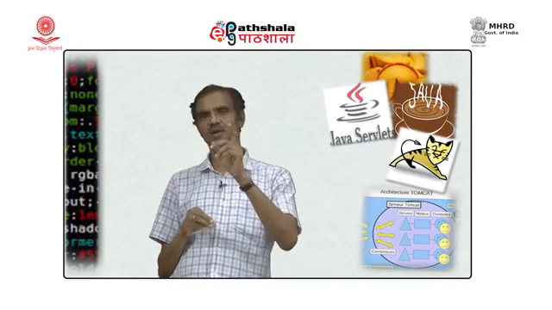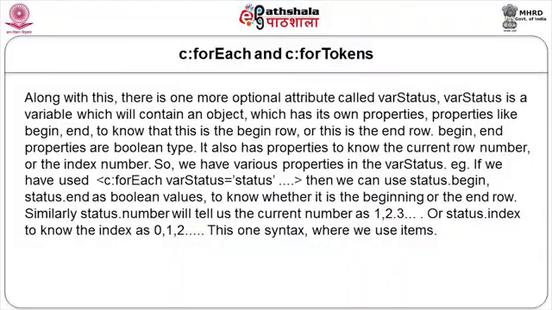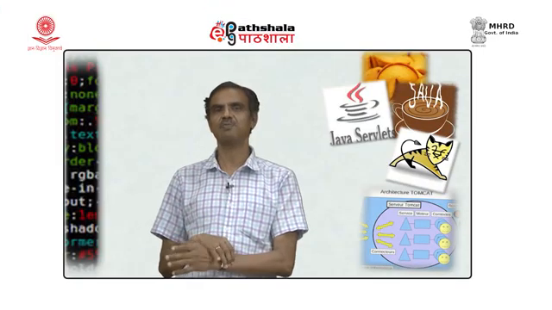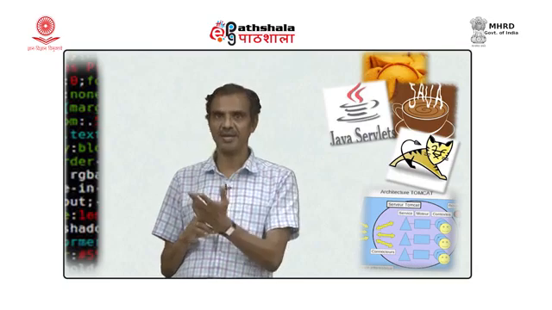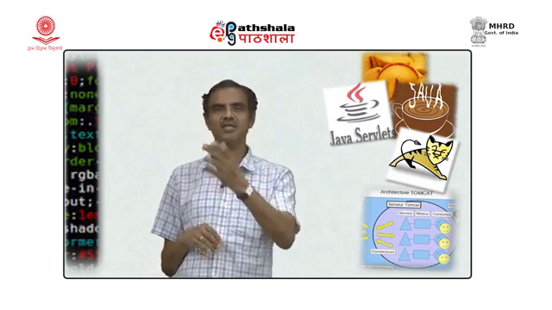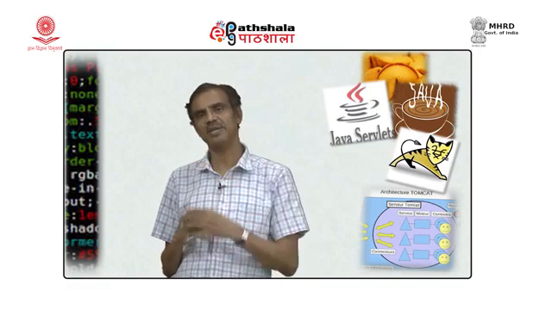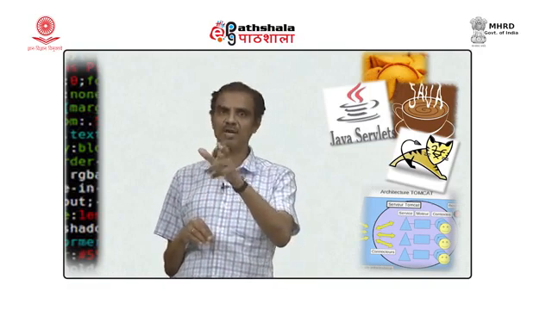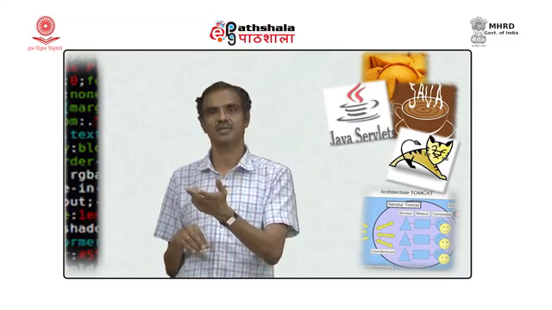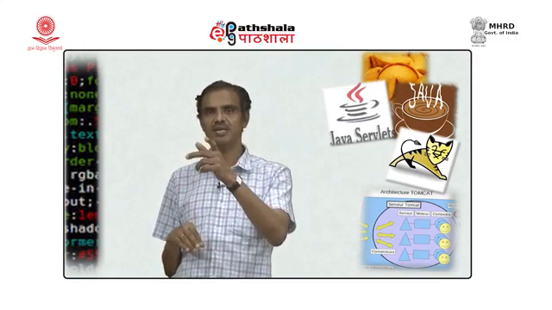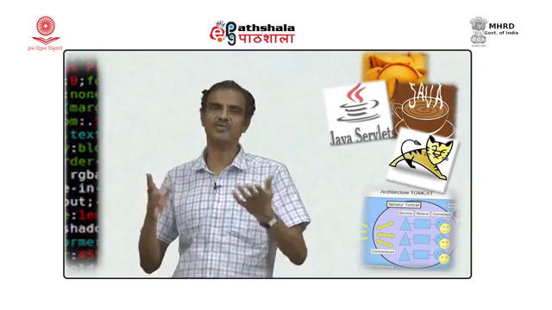Along with this there is still one more optional attribute called varStatus. VarStatus is an object which has its own properties. It has properties like begin and end, to know that yes, this is the beginning row, this is the end row. Am I at the beginning row? Or to know the current number, the index number, whether it is 0, 1, 2, 3, 4, what is the position.